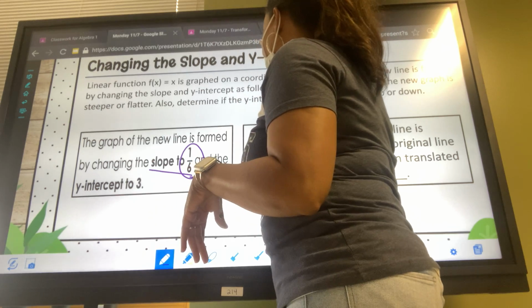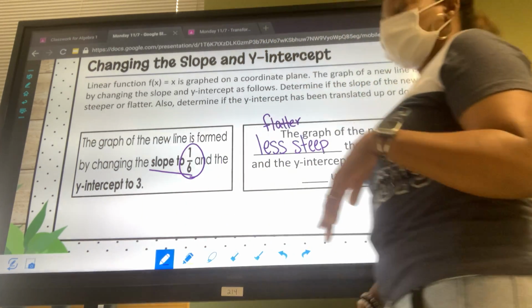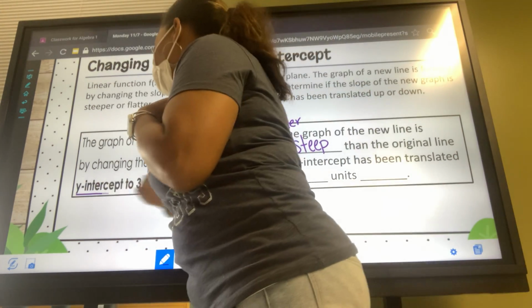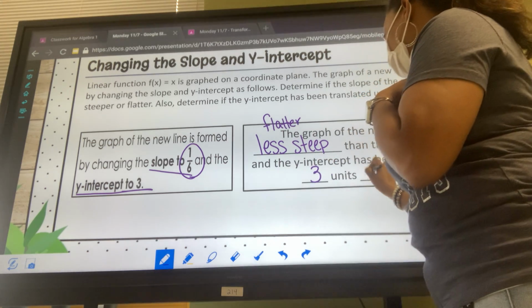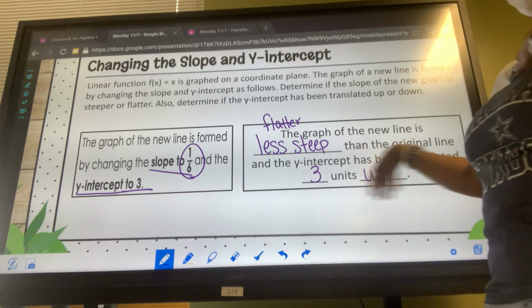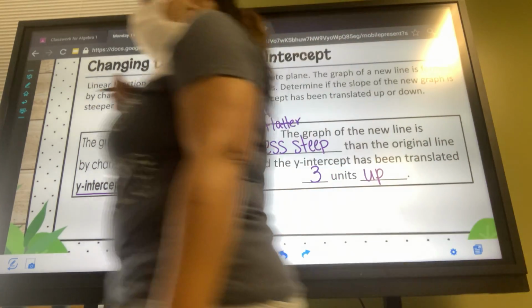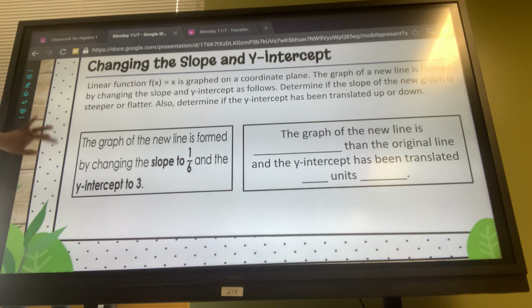Or you could have put flatter if you wanted. Same thing. Okay. Now my y-intercept went to 3. Okay, so it's positive, so 3 units up. I think y'all are doing good on this part. That's the easy part, right? The steep and less steep is what we're getting. Okay. All right, and then your last one.